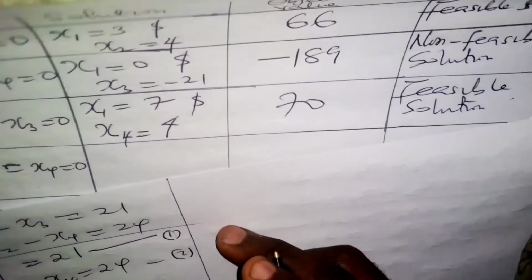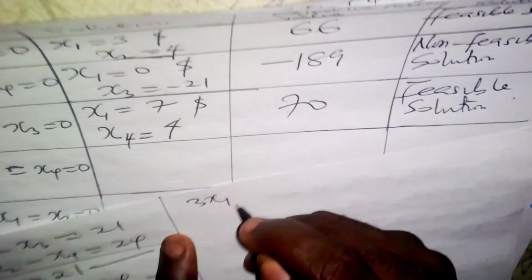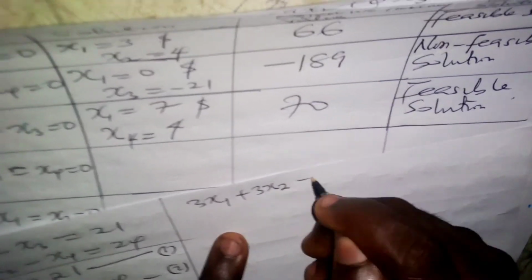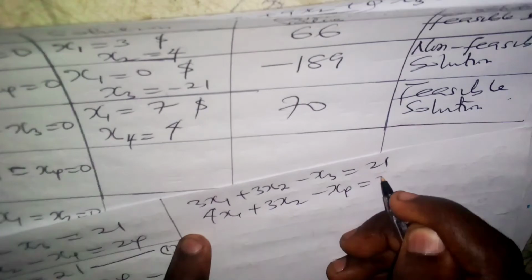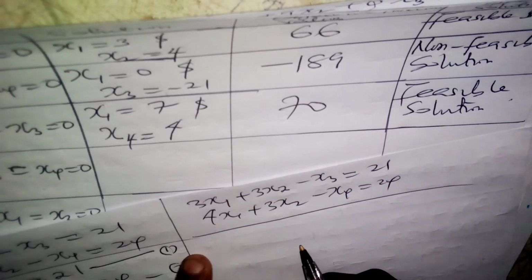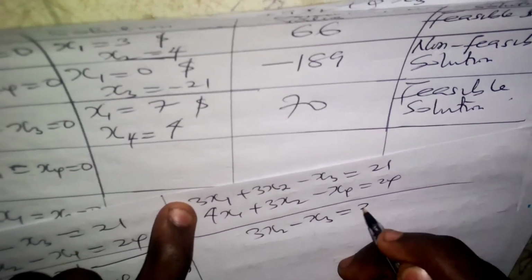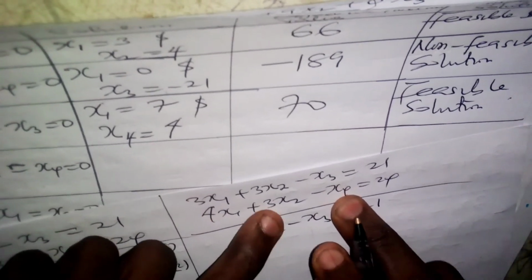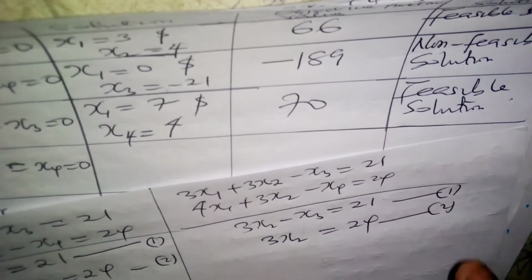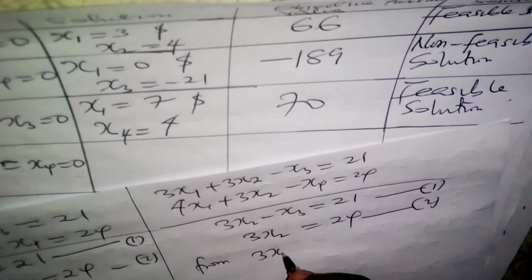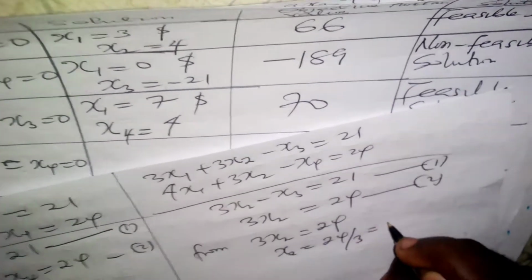We'll continue with the same thing. We'll go to the fourth one when x1 and x4 are equal to 0, and we're solving for x2. 3x1 plus 3x2 minus x3 equals 21. 4x1 plus 3x2 minus x4 equals 24. When we fix x1 and x4 equal to 0, we have 3x2 minus x3 equals 21, and these two equal to 0. We are left with 3x2 equals 24. Solving this one first, we have 3x2 equals 24. Then x2 equals 24 divided by 3, which is 8.